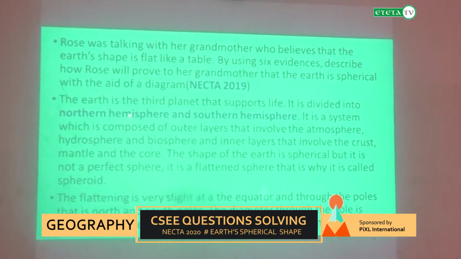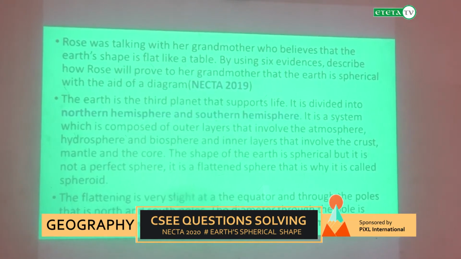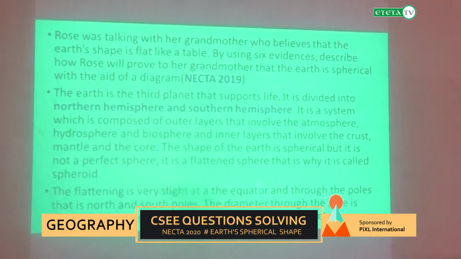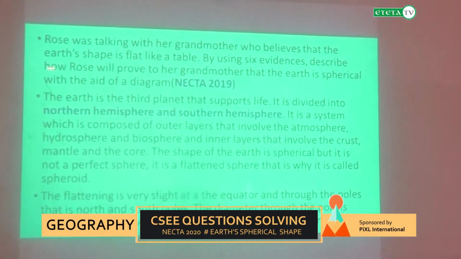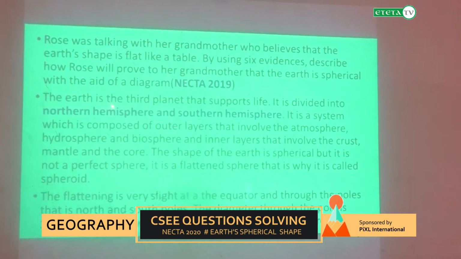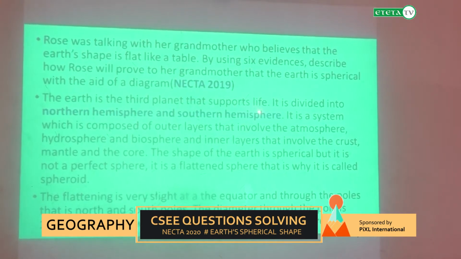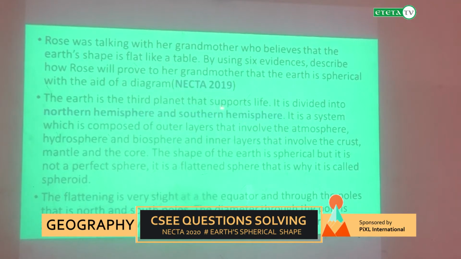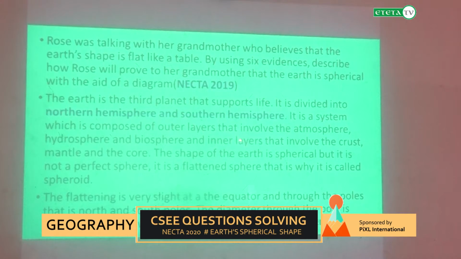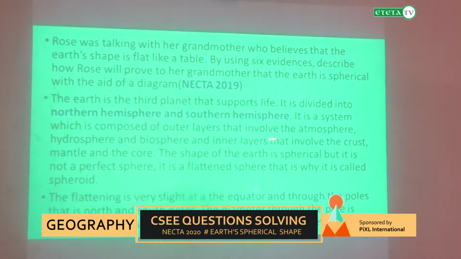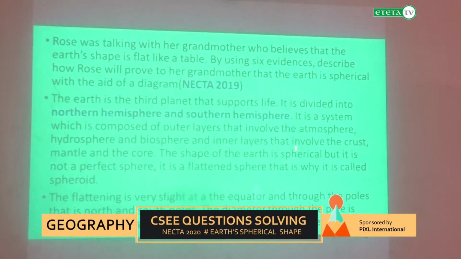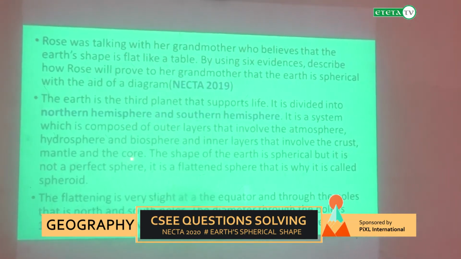Now here, of course, the introduction might differ from one student to another, but all who write must have enough information. Now here, for example, this is just an example of the introduction. The Earth is the 3rd planet that supports life. It is divided into northern hemisphere and southern hemisphere. It is a system which is composed of outer layers, and that involve the atmosphere, the hydrosphere, and the biosphere. And the inner layers that involve the crust, mantle, and the core.